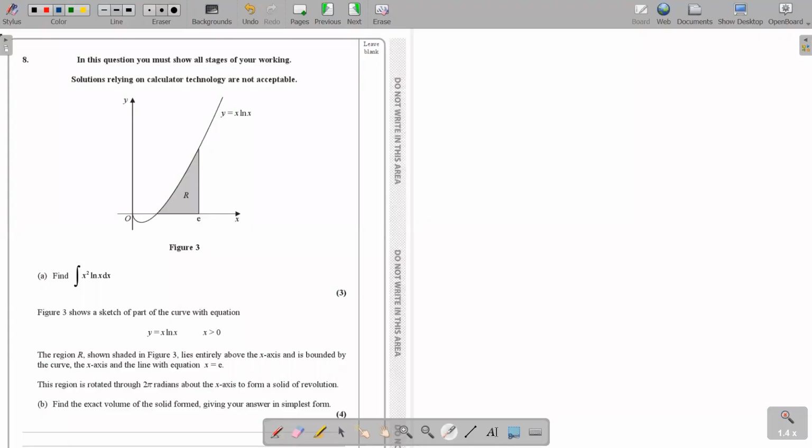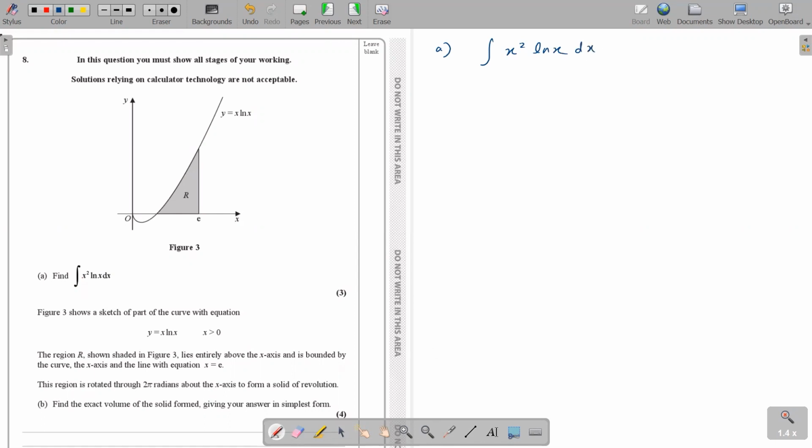Okay, moving on to question number 8. So again, they say you to show all the working. You cannot do any integration work with the calculator. Okay. So they're saying in part A, find the integration of x square ln x. Okay, how do we get the integration of x square ln x? So what is the strategy we use here to integrate?